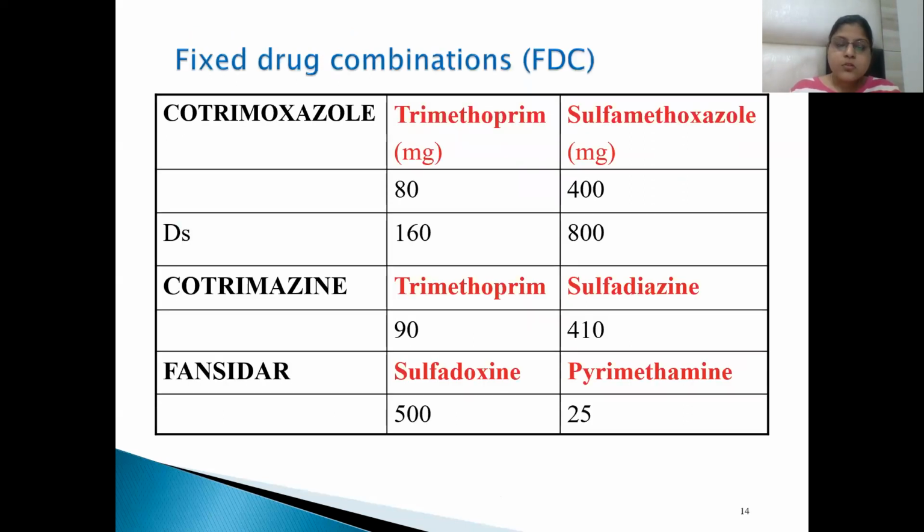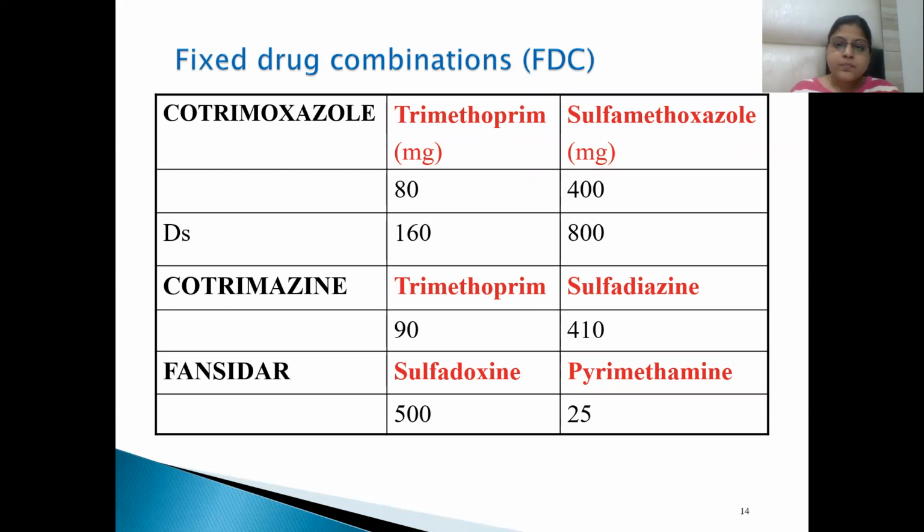This is cotrimoxazole. Trimethoprim and sulfamethoxazole in the ratio of 1:5 is given: 80 milligram trimethoprim and 400 milligram sulfamethoxazole. When it is doubled, it's given 160 milligram trimethoprim and 800 milligram sulfamethoxazole. There is also trimethoprim with sulfadiazine, given in the dose of 90 milligram and 410 milligram.